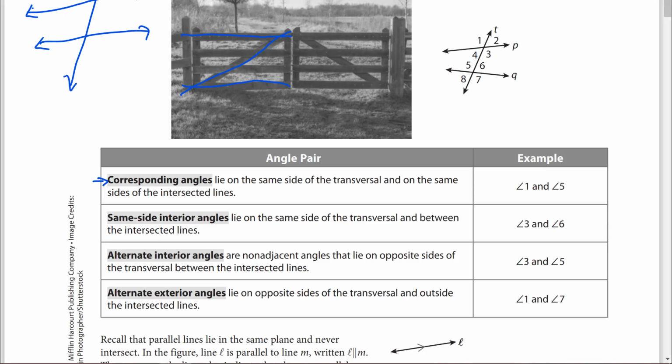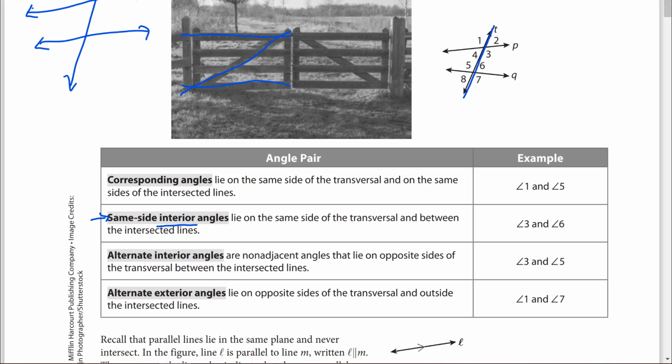Same side interior means just what it says. Same side means they're going to be on the same side of the transversal. So let's pick angle 4. Interior, so they're both on the inside, in between my set of two lines. So 4 and 5, those are same side interior angles. 3 and 6 would be the other set.